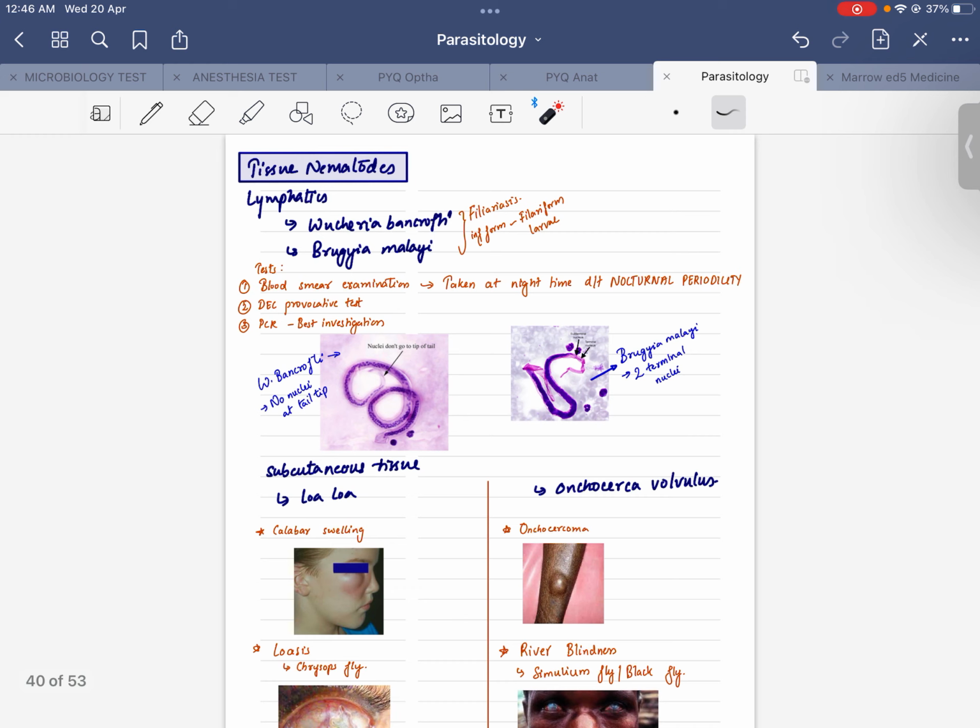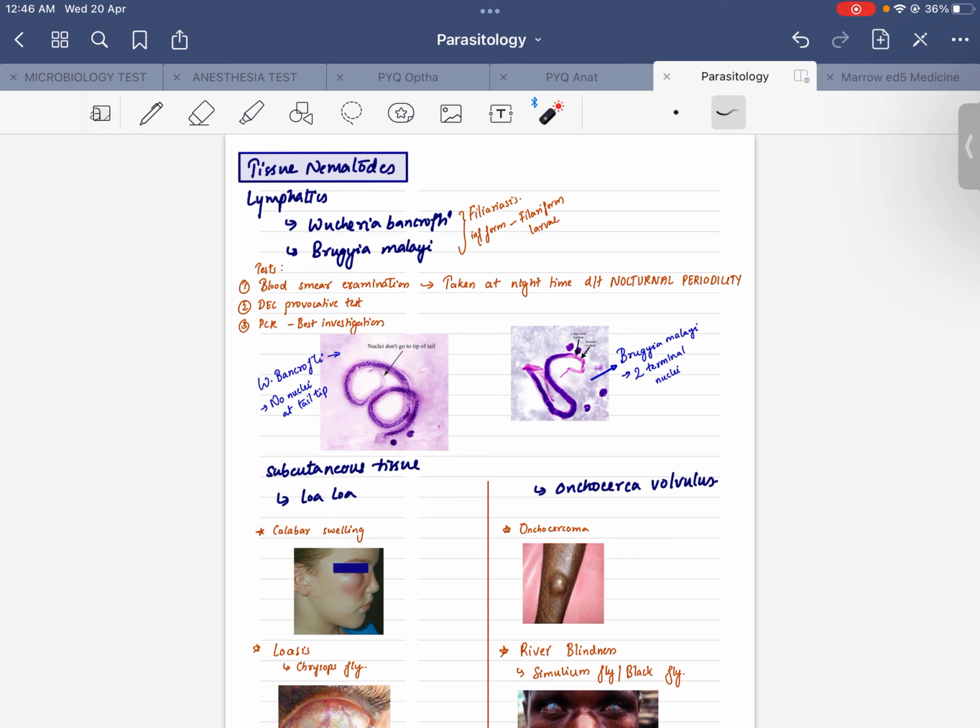Lastly, let's go to the tissue nematodes. Now tissue nematodes, you can either have the nematodes in the lymphatics, or in the subcutaneous tissue. So the lymphatic ones you already know: Wuchereria bancrofti and Brugia malayi, which cause filariasis. Also called elephantiasis, right? Now the infective form is the filariform larvae, which look like this.